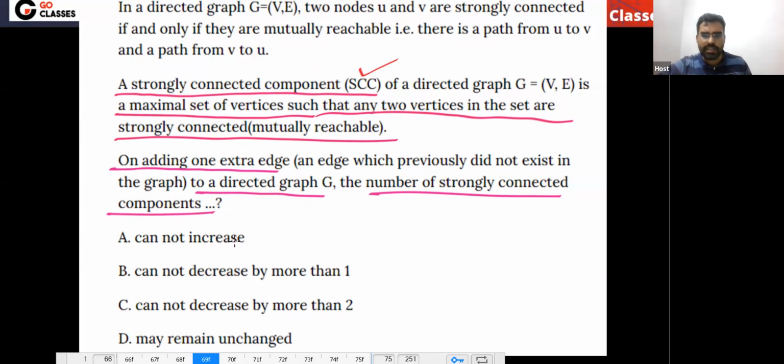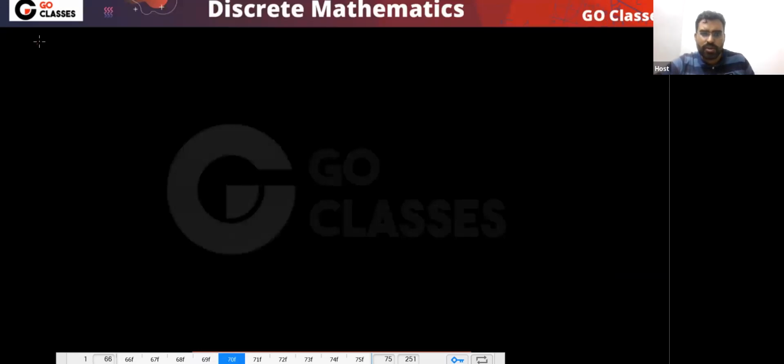The number of strongly connected components, can it increase? You are adding one edge, can it increase? It cannot increase. Very simple concept. You have a directed graph G.